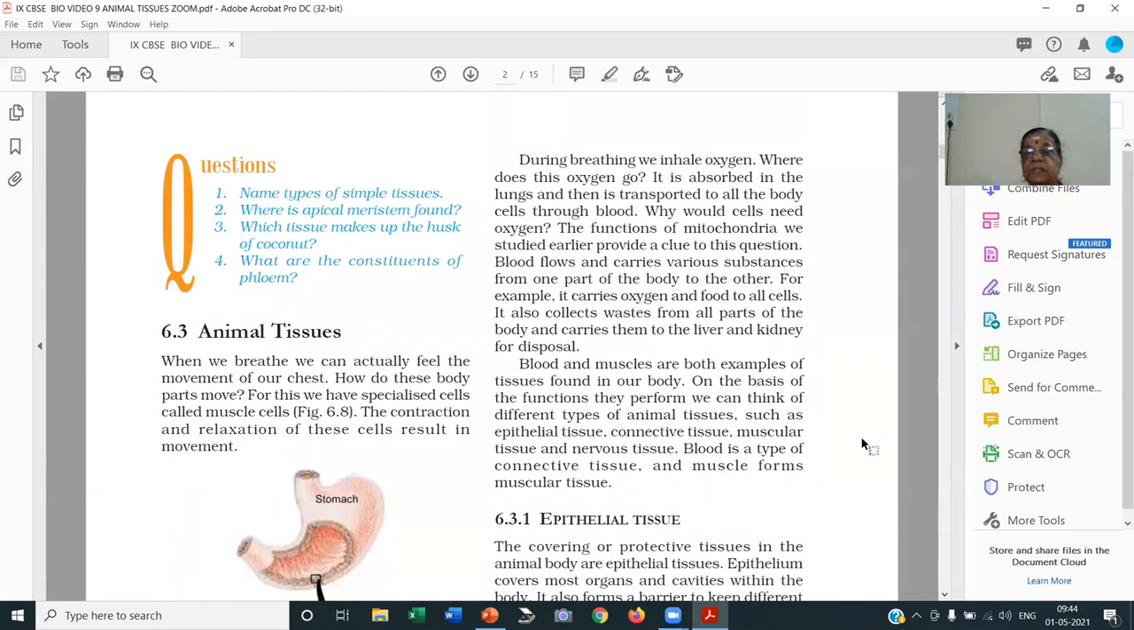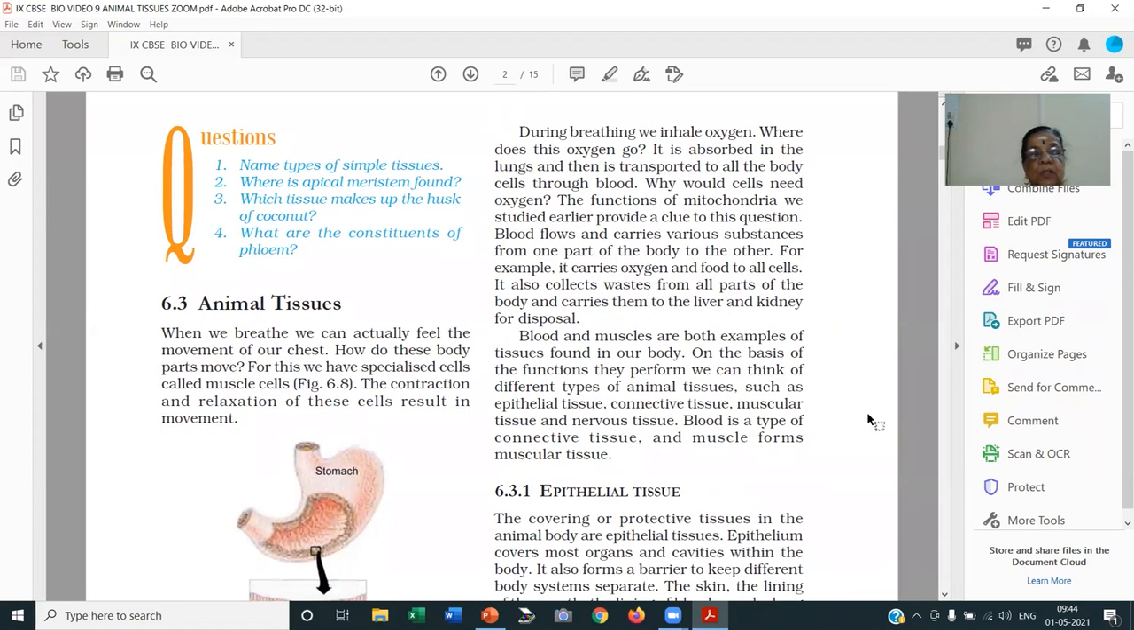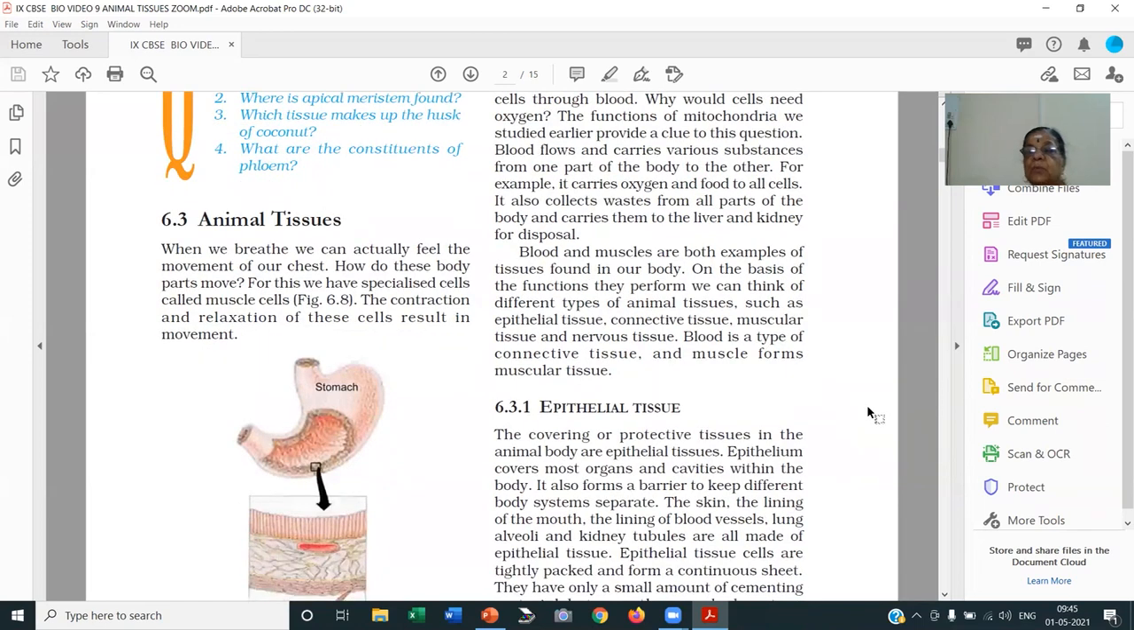Now have your textbook, the PDF that is sent to you. This is animal tissue. Follow along, and then I'll ask you to underline the lines. When we breathe, we can actually feel the movement of our chest. How do these body parts move? For this, we have specialized cells called muscle cells. The contraction and relaxation of these muscle cells result in movement. Underline this: the contraction and relaxation of these muscle cells result in movement.